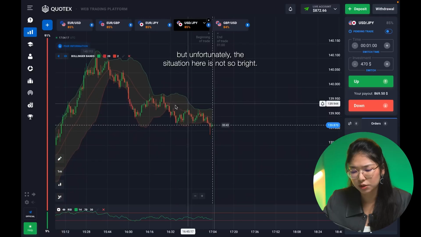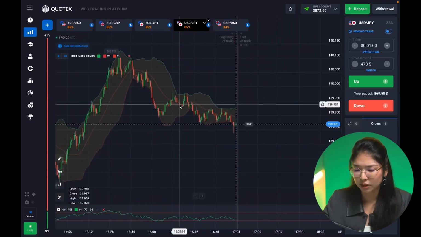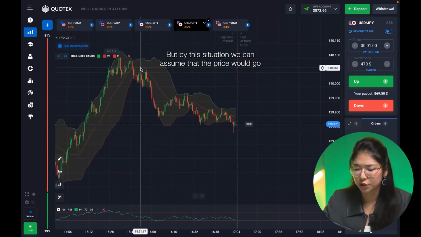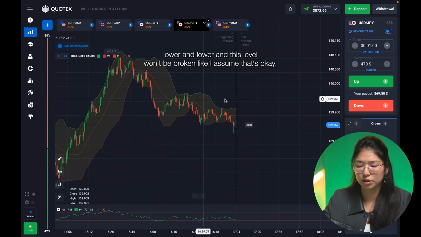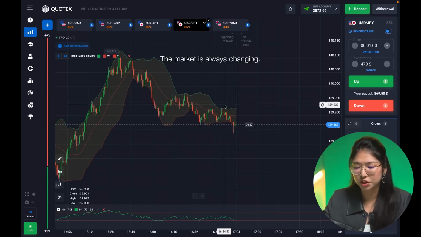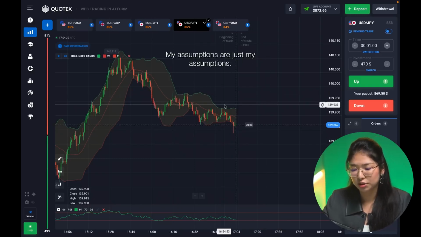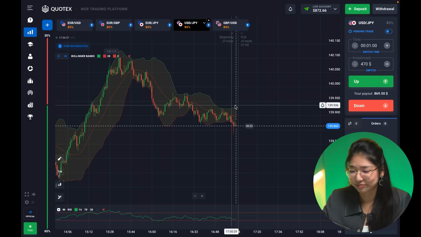But unfortunately, the situation here is not so bright. We can assume that the price would go lower and lower, and if this level is broken, I assume that's okay. The market is always changing. My assumptions are just my assumptions, yeah, and your expectations are just your expectations, guys.